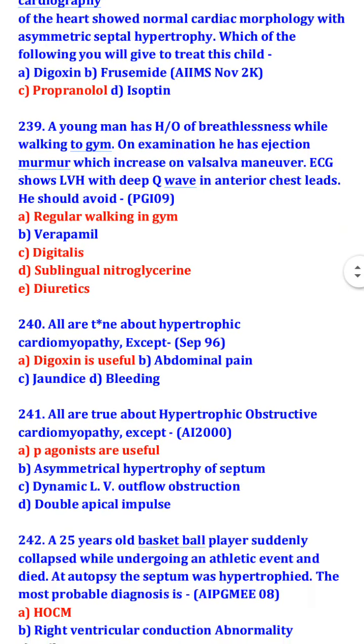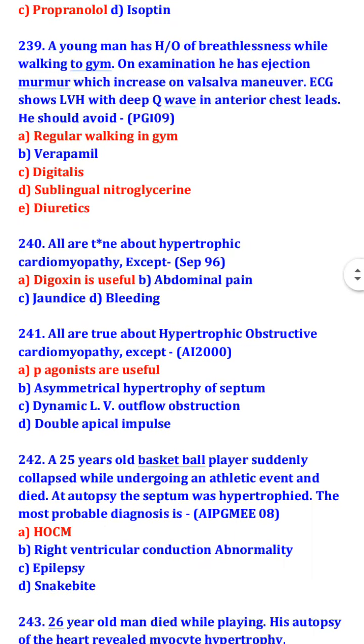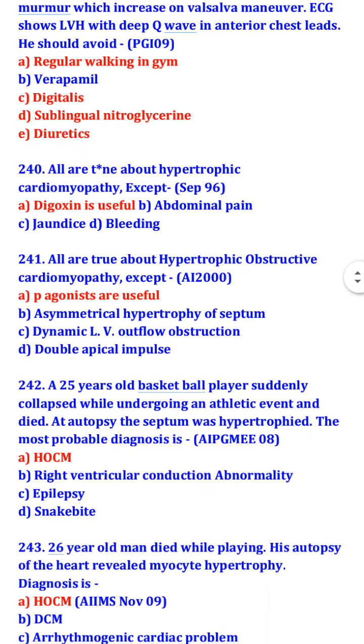All are true about hypertrophic cardiomyopathy except that digoxin is useful. What is true about HOCM? Abdominal pain, jaundice, and bleeding. All are true about HOCM except that beta agonists are useful. So what is true? Asymmetrical hypertrophy of septum, dynamic left ventricular outflow obstruction, and double apical impulse.